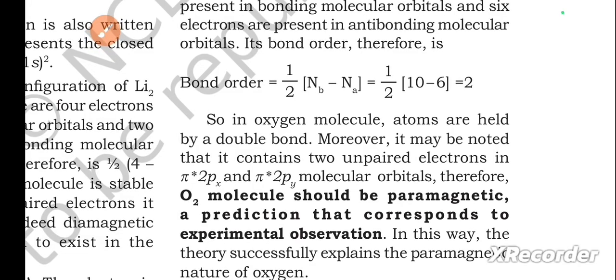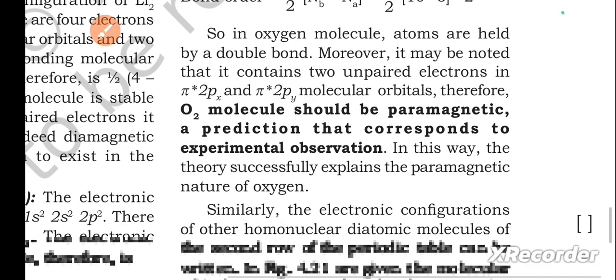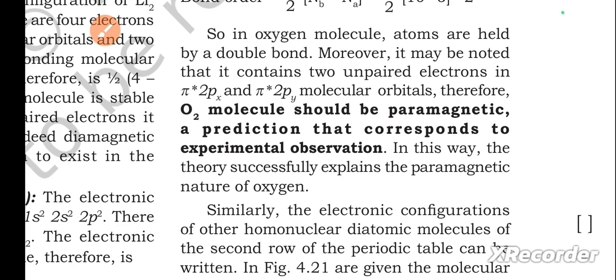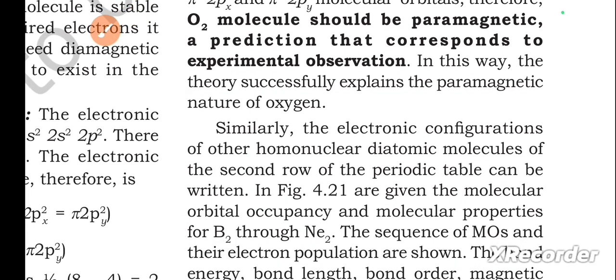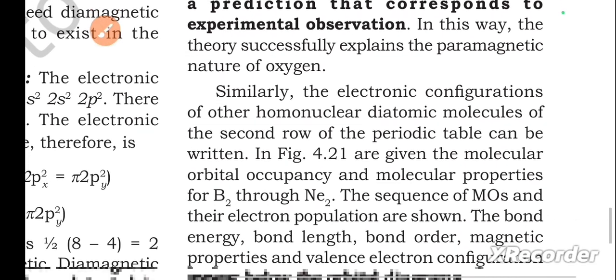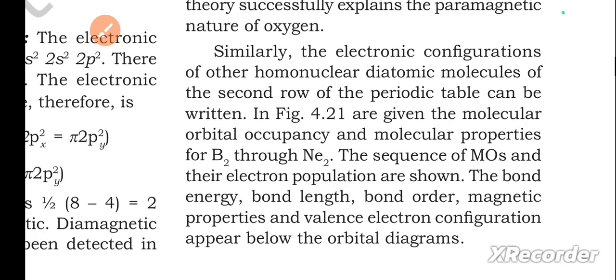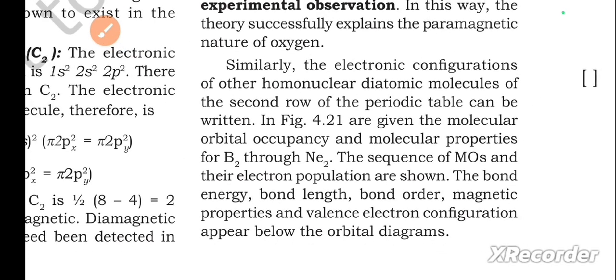Moreover, it may be noted that it contains 2 unpaired electrons in pi star 2px and pi star 2py molecular orbitals. Therefore, O2 molecule should be paramagnetic, a prediction that corresponds to experimental observation. In this way, the theory successfully explains the paramagnetic nature of oxygen. Similarly, the electronic configuration of other homonuclear diatomic molecules of the second row of the periodic table can be written.